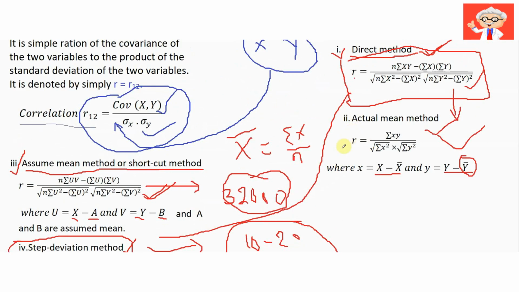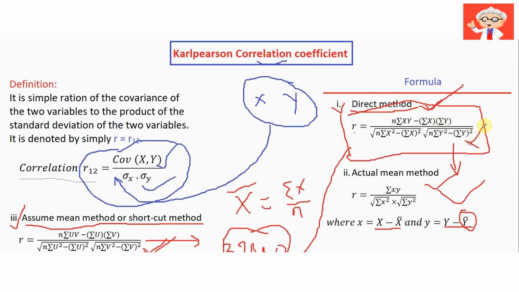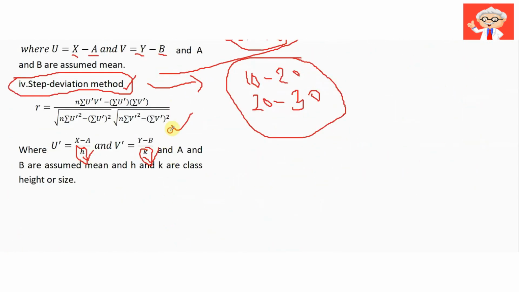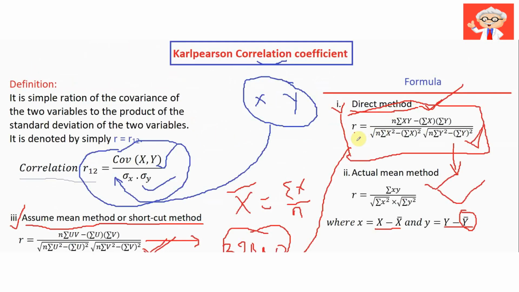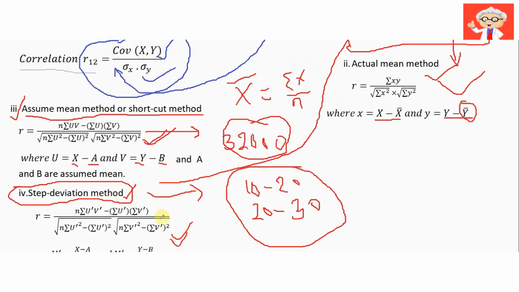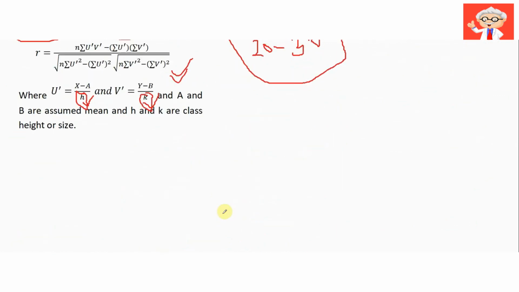So these are the four formulas. Remember this one formula, and another one is this formula. But if you remember the first formula, then you can derive or remember all four formulas. Okay, now let's start with some examples.